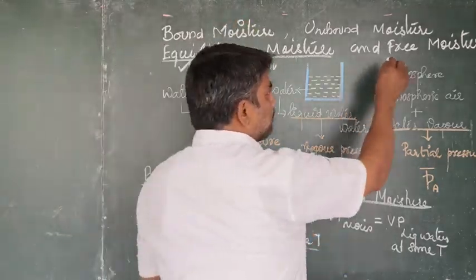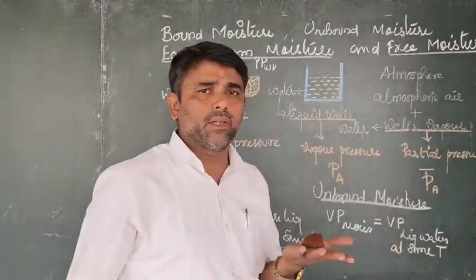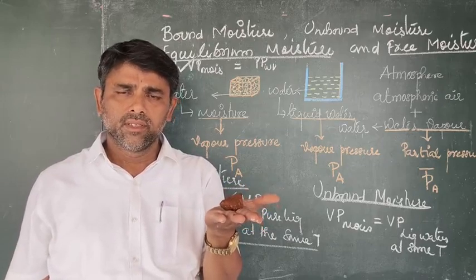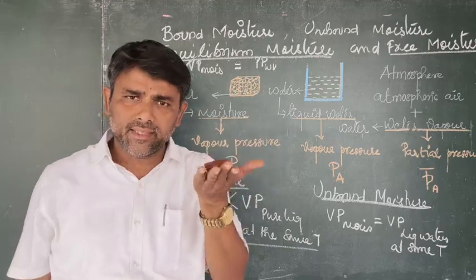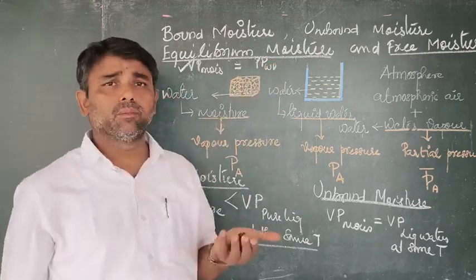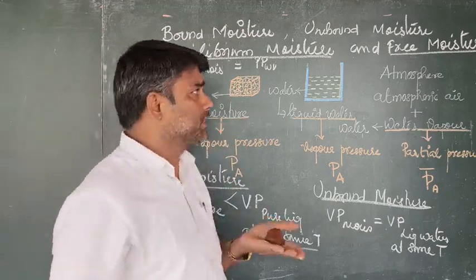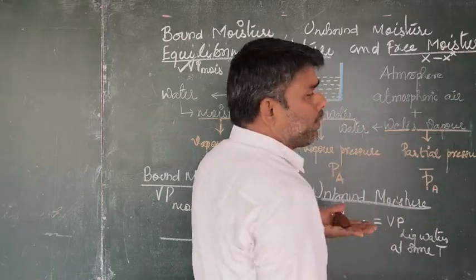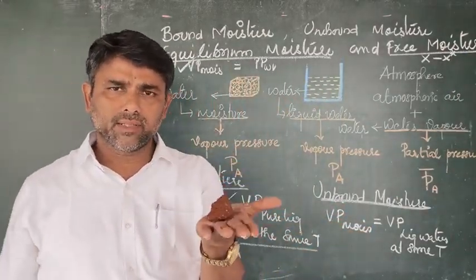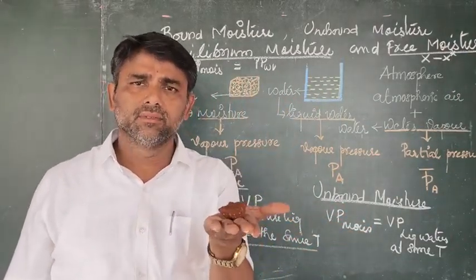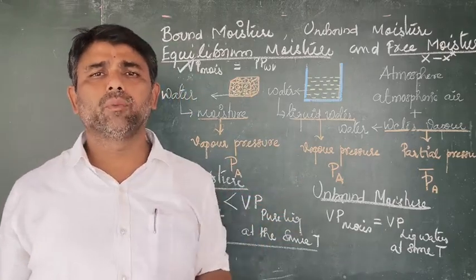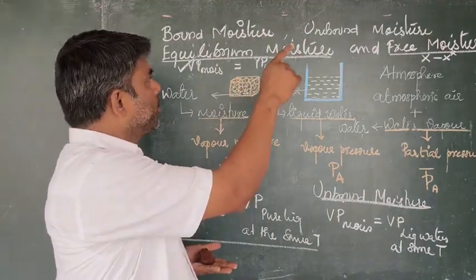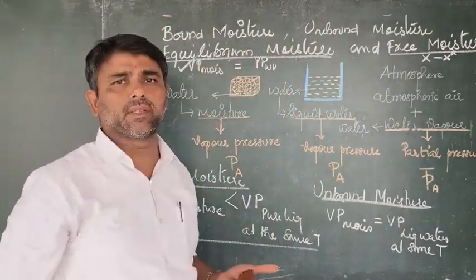And finally, free moisture. Free moisture is moisture contained by the substance in excess of equilibrium moisture: X minus X star, where X star is the equilibrium moisture. That's all. This is the proper definition for bound moisture, unbound moisture, equilibrium moisture, and free moisture. Thank you.